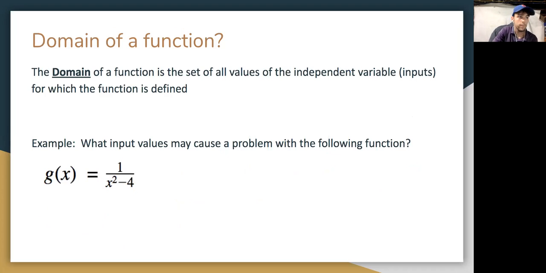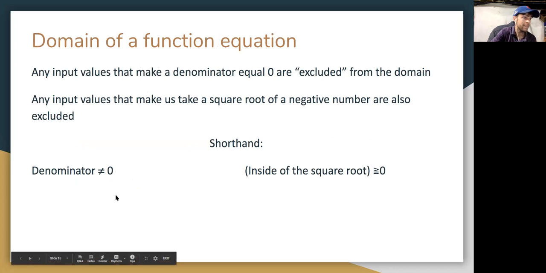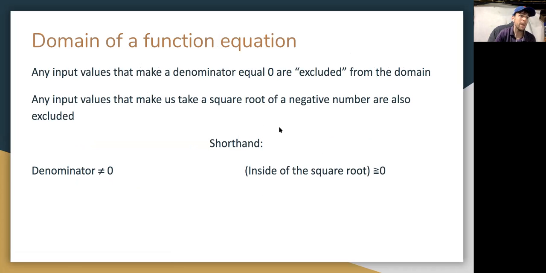Okay, so I summarize this here on the next slide. The domain of a function equation, shorthand here: basically anything that makes the denominator equal to 0, so the denominator can't equal 0, we call those excluded values. And then anything that causes a square root in the equation to try to take the square root of a negative value, that would be a problem.